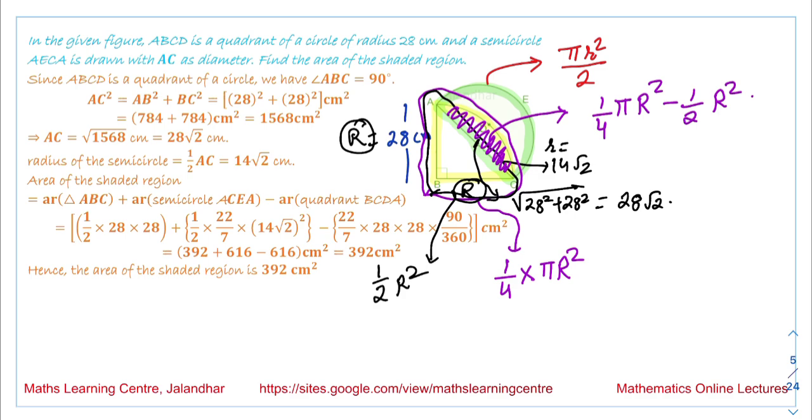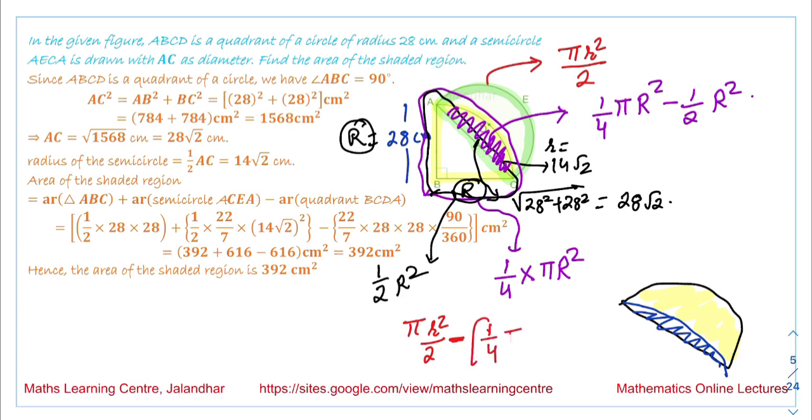The shaded portion we have is, we are saying this is the semicircle we have, and in this semicircle we have this sector over here. We are subtracting this sector. So the area of the shaded portion, this is the shaded portion we have. So the area of the shaded portion will be area of the semicircle minus area of the sector.